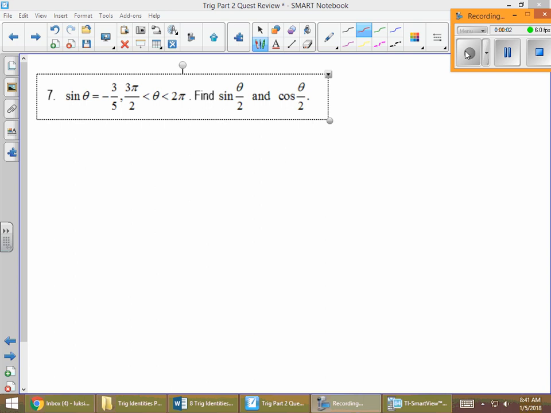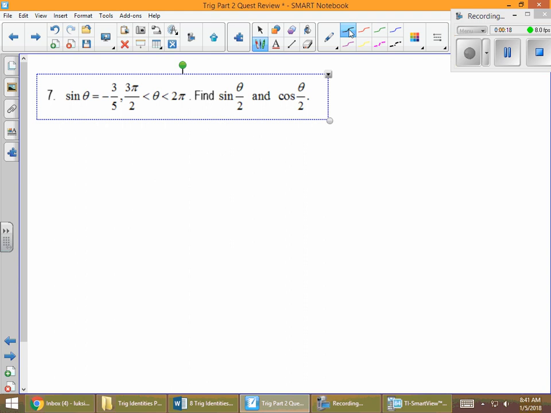All right, more using our equations. This is a triangle problem. I know it's a triangle problem because my sine value here is not a unit circle value. Sine of theta is negative 3 over 5.